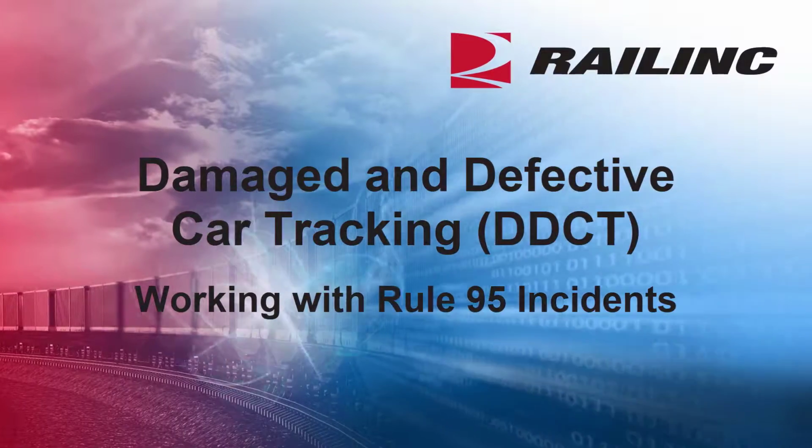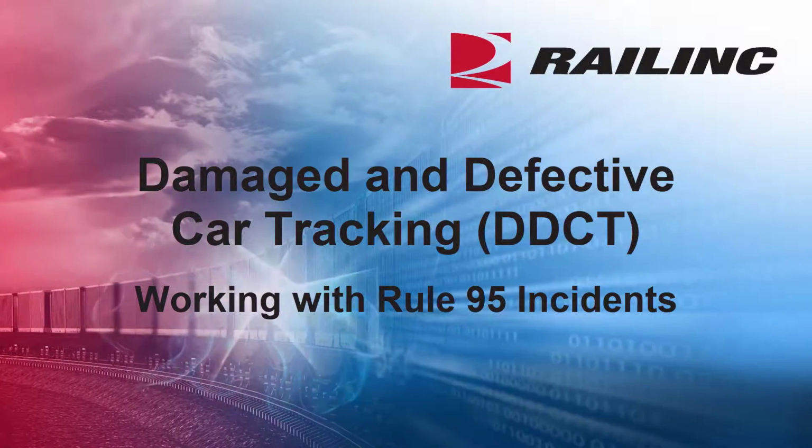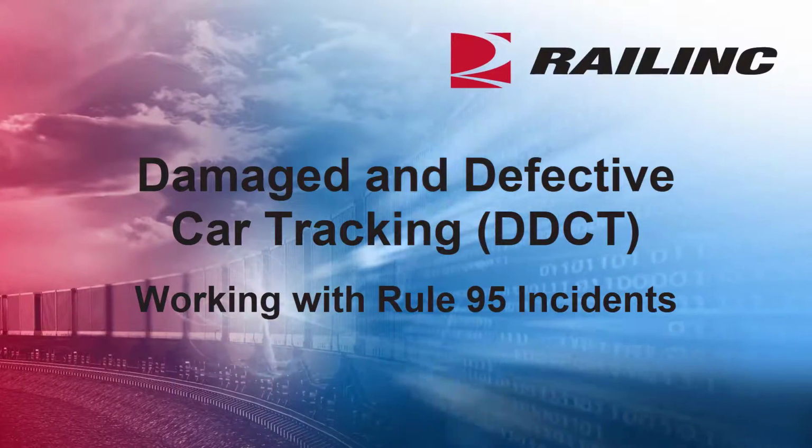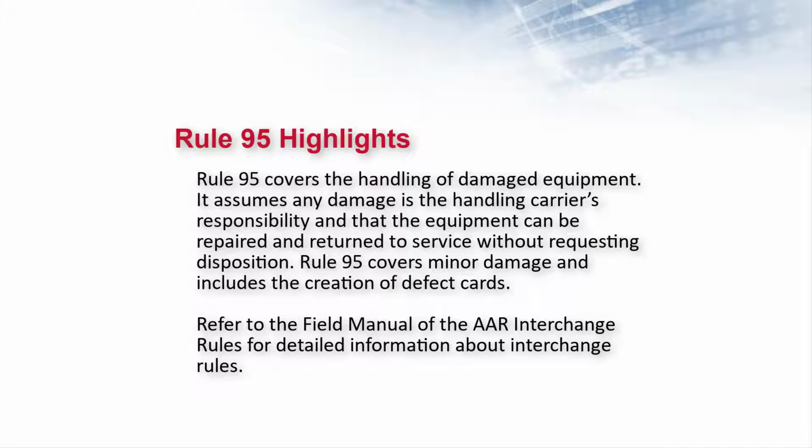Welcome to this overview of working with Rule 95 incidents and defect cards in Railinc's damaged and defective car tracking system known as DDCT. Rule 95 covers the handling of damaged equipment. It assumes any damage is the handling carrier's responsibility and that the equipment can be repaired and returned to service without requesting disposition. Rule 95 covers minor damage and includes the creation of defect cards. Refer to the field manual of the AAR interchange rules for detailed information about interchange rules.